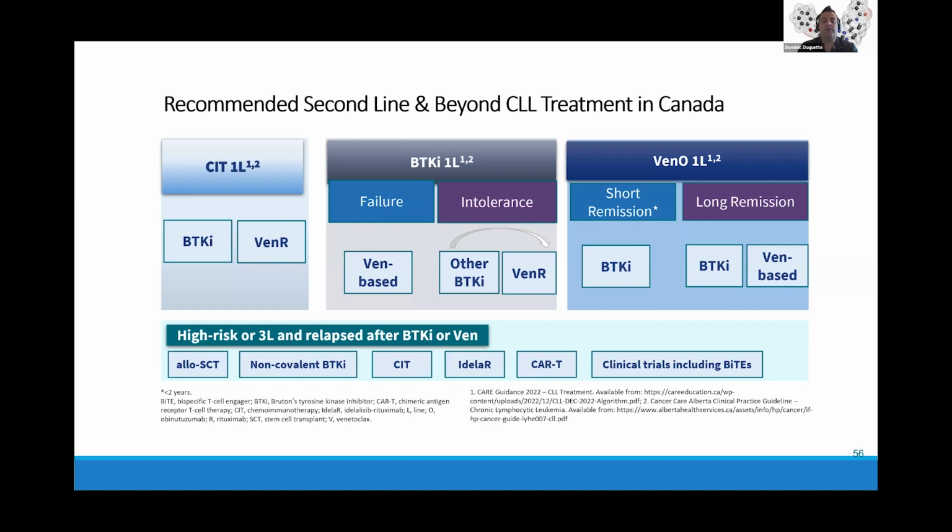Now, second line or later depends on the first line of therapy that the patient had. Depending on what the patient was given, you're probably going to switch to a different mechanism of action. If you have an intolerance to a BTKi, you can switch to another, but not if it's a failure.